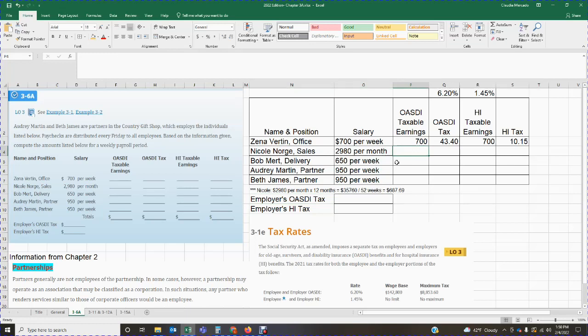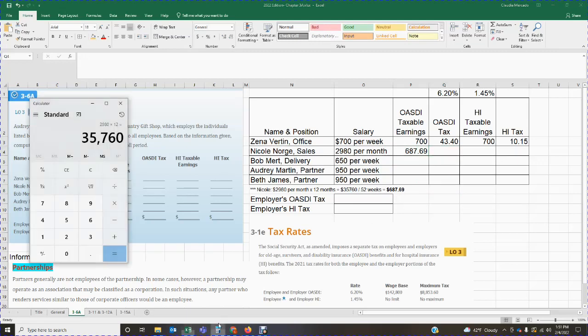So, for Nicole, what is my OASDI taxable earnings? The OASDI taxable earnings will be the amount that we calculated for the week. So we got the monthly pay times 12 months. That gives me my annual pay. I divide by 52 weeks. That gives me my weekly pay of $687.69. My OASDI tax will be $687.69.